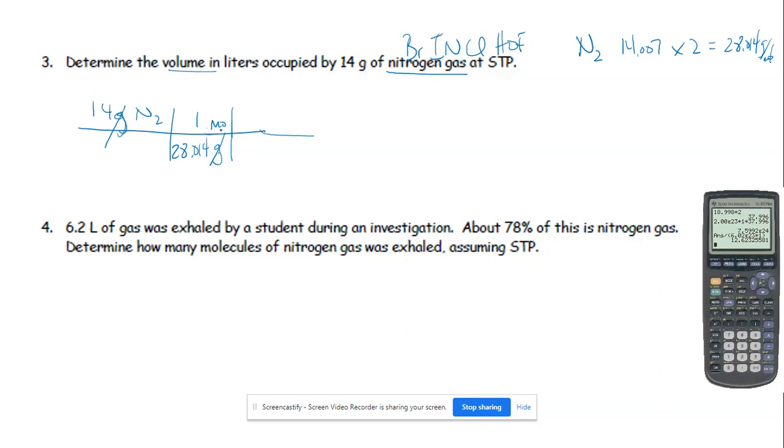So to get rid of this mole on top, I'm going to put mole on the bottom. I want volume in liters on the top. Moles on top and moles on bottom cancel out. How many liters in 1 mole? We know that that is 22.4 liters in 1 mole of gas at STP. So now I can do 14 times 1 times 22.4 divided by 28.014. Or I can do 14 divided by 28.014 times 22.4. Either way, we should get, after sig figs, 11 liters of nitrogen gas.